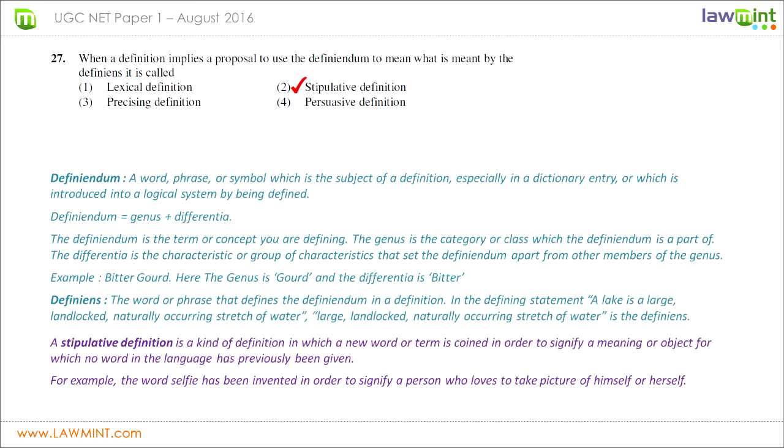In question number 27, we are asked, when a definition implies a proposal to use the definiendum to mean what is meant by the definiens, it is called which of the following? Now there are 5 different kinds of definitions. They are lexical, stipulative, precising, persuasive, and theoretical. You can pause the video here and take a quick look at the definitions of the various terms that are given on the screen, which include definiendum, definiens, and what a stipulative definition indicates. Because the correct answer to this question is stipulative definition, which is option 2.